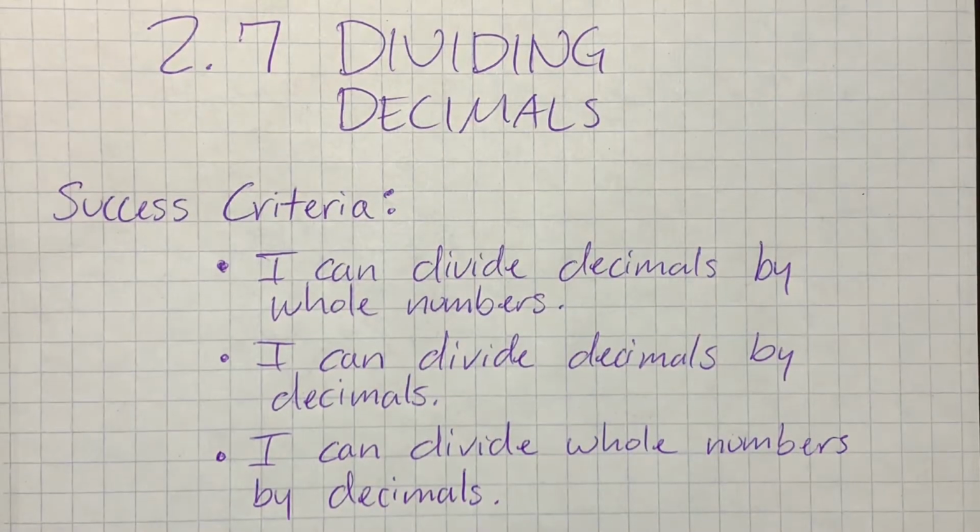So with 2.7 dividing decimals, our success criteria by the end of this lesson, you will be able to divide decimals by whole numbers, and you will also be able to divide decimals by decimals and whole numbers by decimals. Again, let's go ahead and get started.